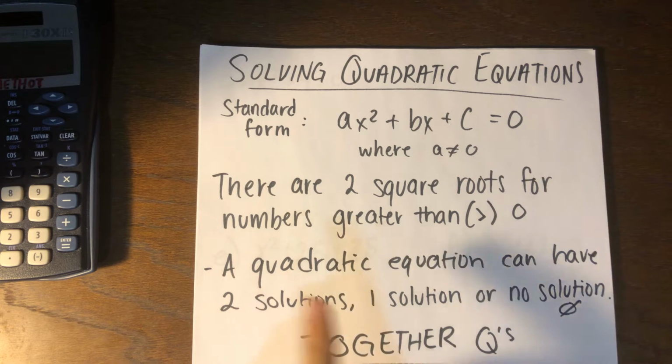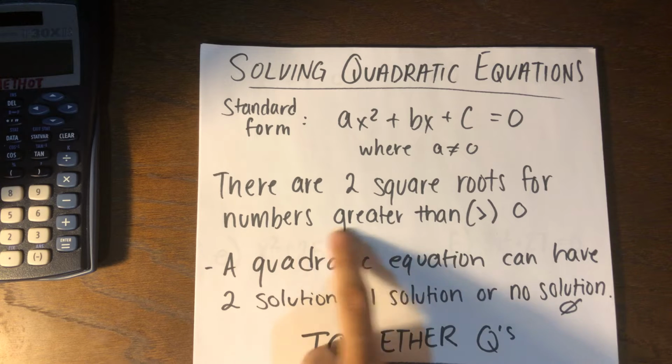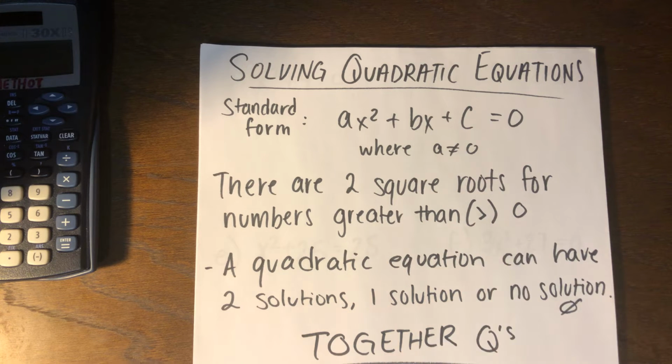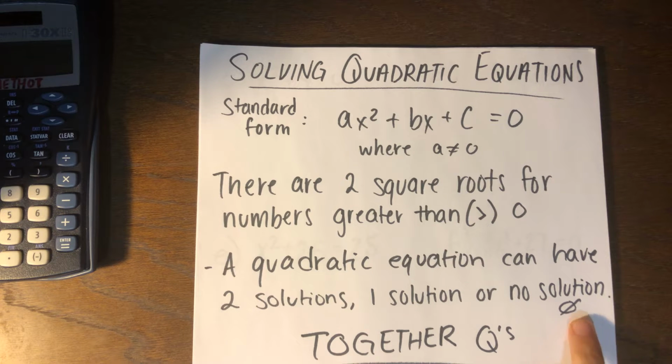So there are two square roots for numbers greater than 0. Okay, so when it comes to a quadratic equation, it can have two solutions, one solution, or no solutions, and that's the symbol for no solution.